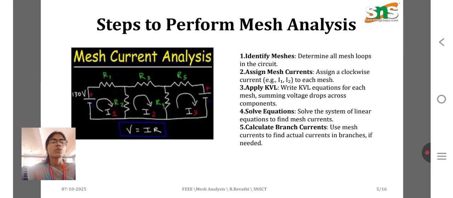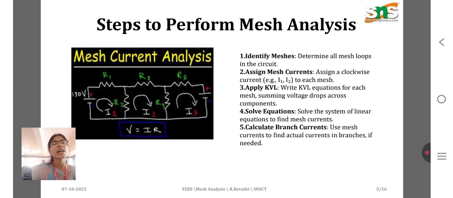Now the steps. First and foremost, identify the meshes: determine all the mesh loops in the circuit. On the left side there is a diagram which consists of 3 loops. First we have to identify how many loops are there in a circuit. The first loop is I1, the second loop is I2 and the third loop is I3. There are two voltage sources in the given circuit, 130 volt and another one present in the third loop. In the first loop there are two resistances, R1 and R2, and R2 is shared by loop 1 and loop 2.